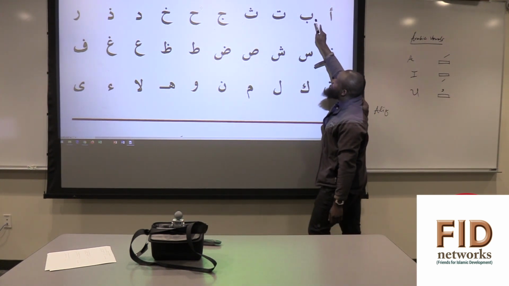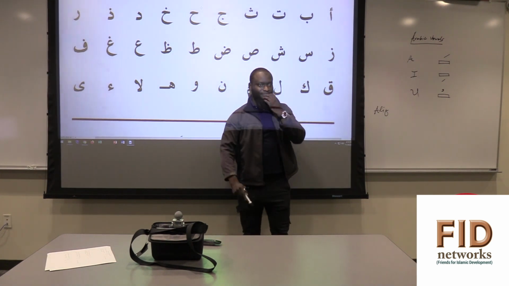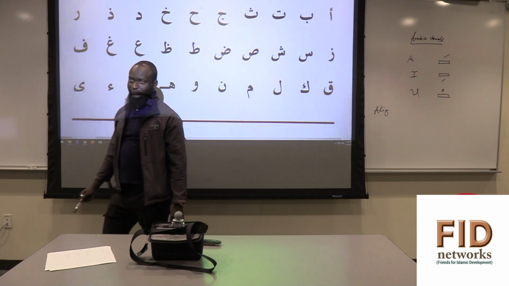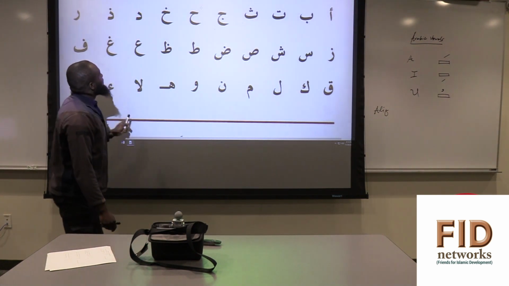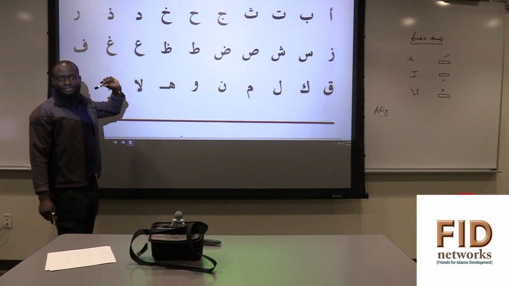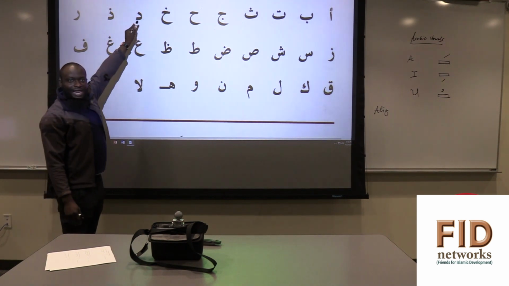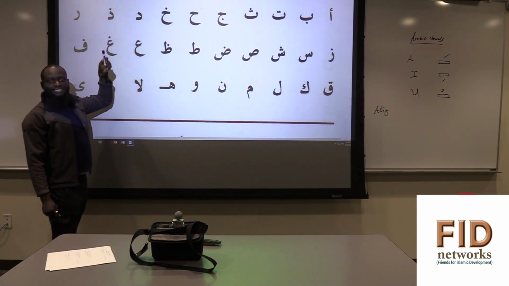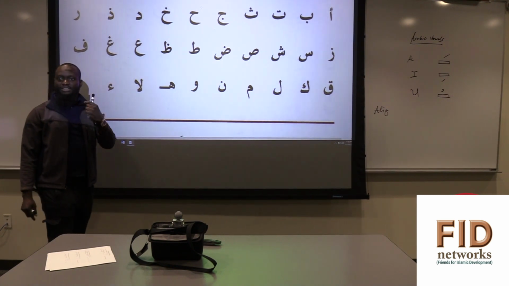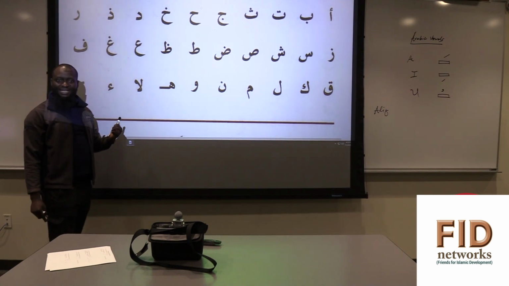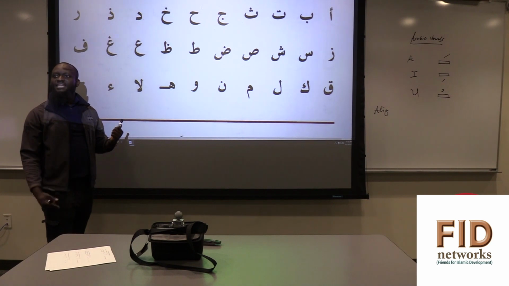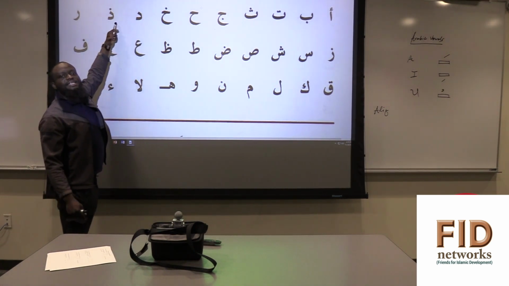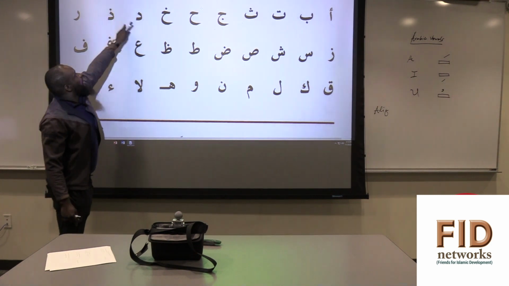So, Alif, Ba, Ta, Tha. Jim, Ha, Ha. Dal. That's our D. Dhal. Yeah, it's like the Tha, but with a Z. Is that okay? In between your tongue again. Dhal. Okay? Dal. Dhal. So it's a dal with a dot.